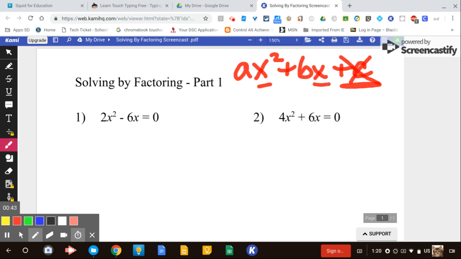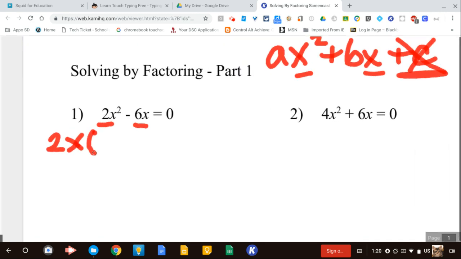We've done this before. So when I look at 2x squared and 6x, what I need to do here is factor out that greatest common factor. 2 is a common factor between 2 and 6, and they both have x. So 2x is my greatest common factor. That leaves me with x minus 3.